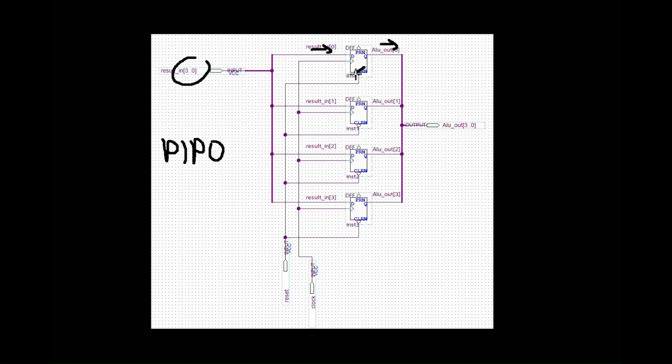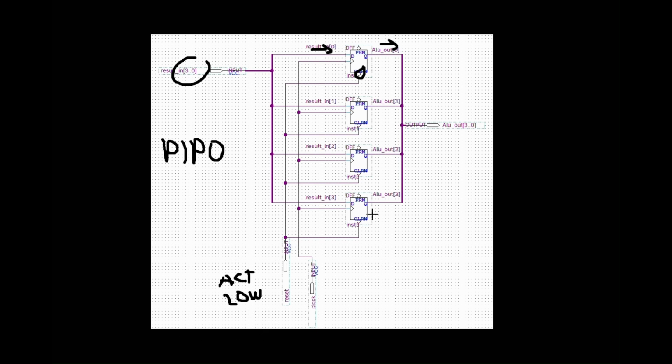Also to note that the clear or the reset is inverted. So this is an active low reset switch, which means it will consider as reset whenever the value is 0. And it will continue to function as long as the value of this is 1.